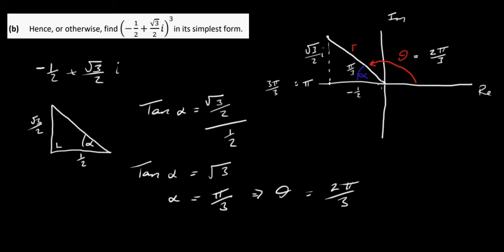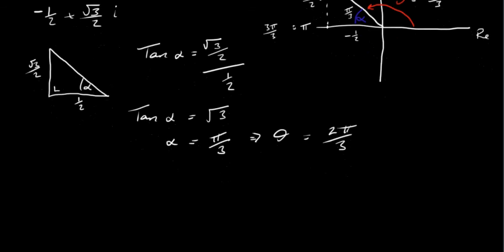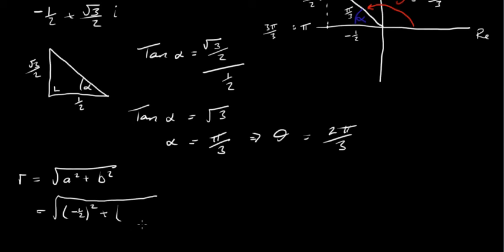Now we've got to also work out this length here, this distance here, which is really just Pythagoras' theorem. We're going to work out r here, which is really the square root of a squared plus b squared. And the a is this number here, and the b is this number here. So it's going to be the square root of a, which is -1/2 all squared, and our b here is √3/2, which we've got to square as well.